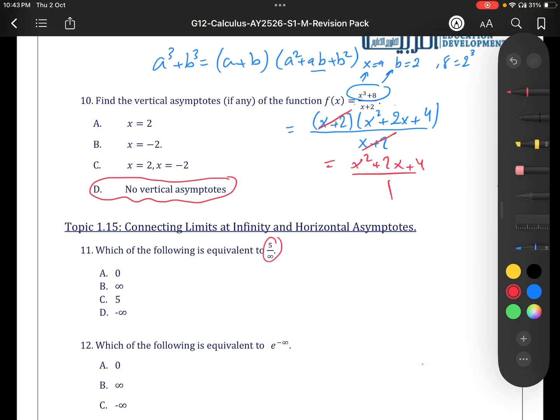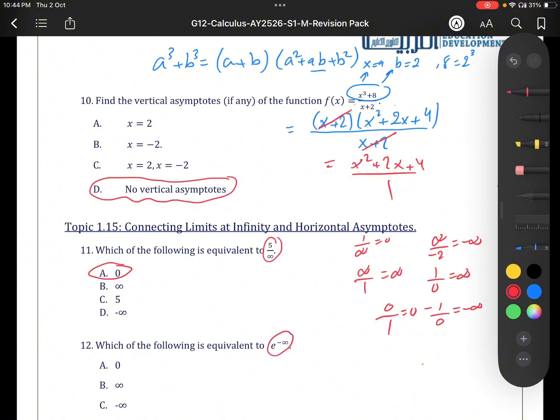Number 11, 5 divided by infinity. So any number divided by infinity is 0. And if you have some properties, infinity divided by 1 is infinity. Infinity divided by negative 2, let's say, is negative infinity. 1 divided by 0 is infinity. Negative 1 divided by 0 is negative infinity.